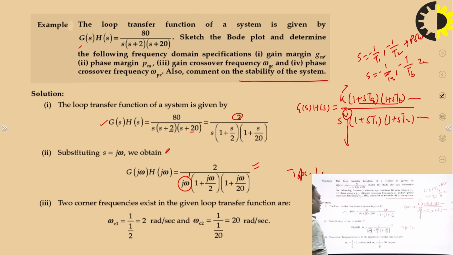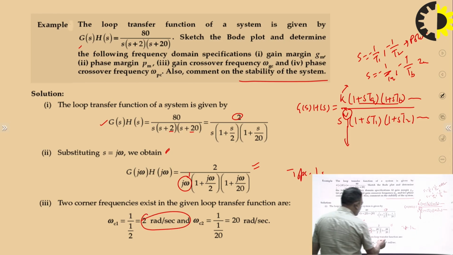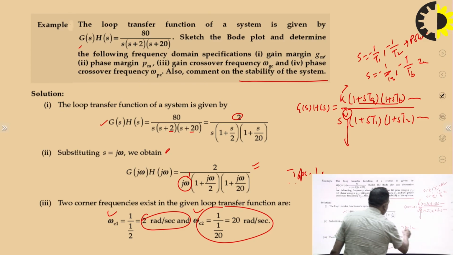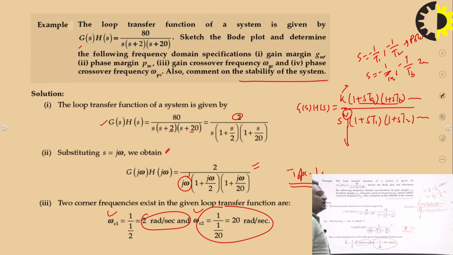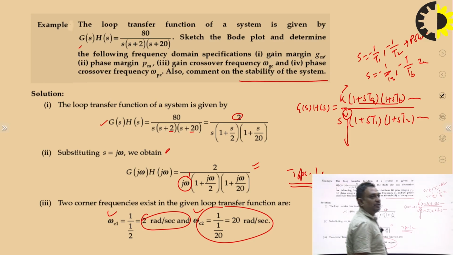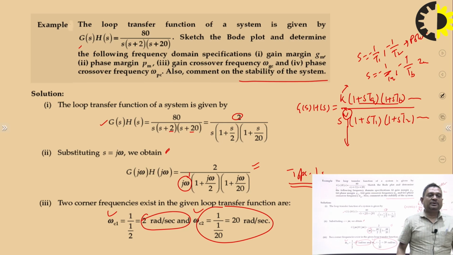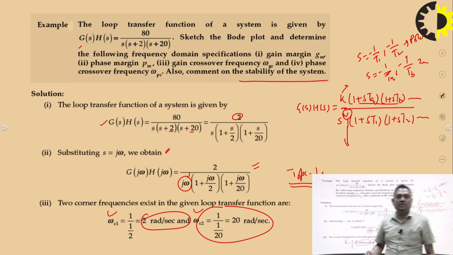Okay. And the corner frequencies are like, first one is 1 upon 1 by 2, which means 2 radian per second, and 1 upon 1 by 20, which means 20 radian per second. So these are two corner frequencies, omega c1 and omega c2, and type is 1. So in case of a type 1 system, when we draw the magnitude plot, the initial slope is minus 20 dB per decade.